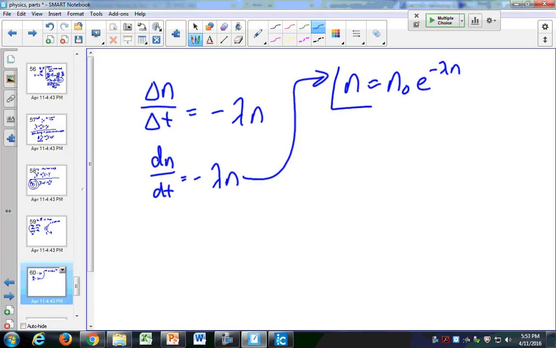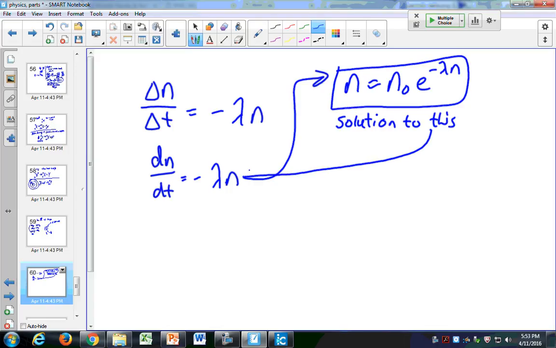So this is the solution to this differential equation. This equation right here. It is an exponential. If we look at an exponential, we saw this with RC circuits. An exponential function looks like that. They give you a picture of it.